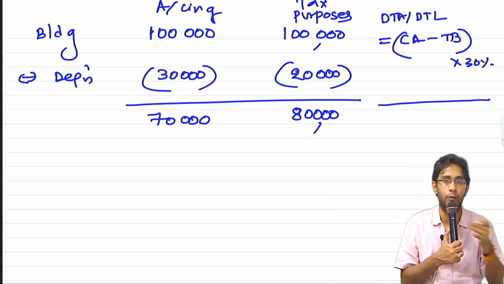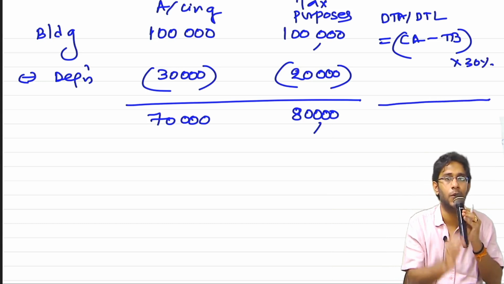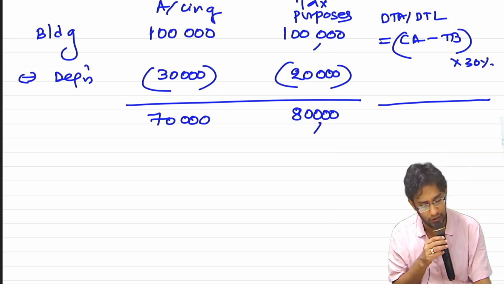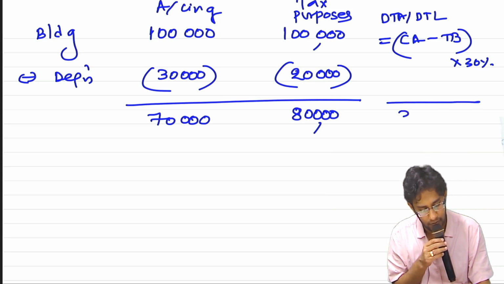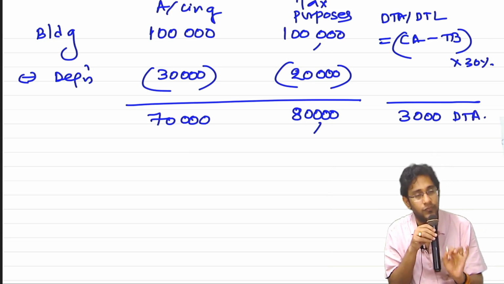First column is carrying amount, second column is tax base. 70,000 minus 80,000, how much is that? Minus 10,000 into 30%, 3,000. Is it DTA or DTL? DTA, 3,000. Is the clarity there? Now, this fellow did not keep quiet.